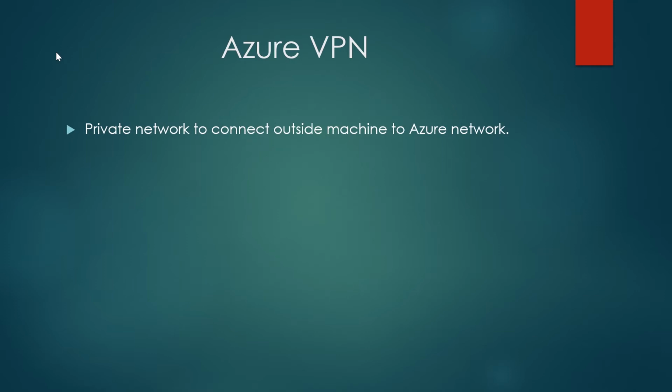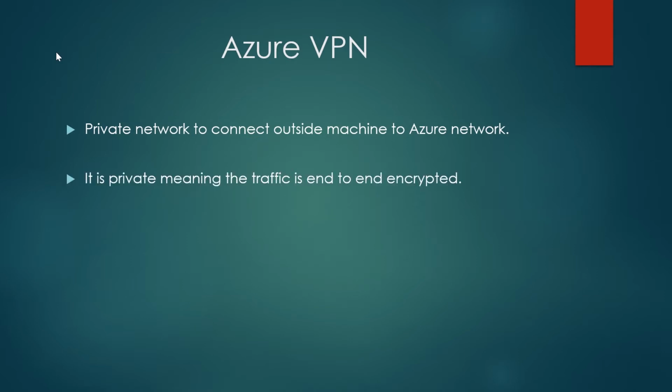So you already know about Azure VPN. Basically, it's an encrypted tunnel that we can use to transfer traffic. It's a private network for sure, because VPN stands for virtual private network. It's a private network to connect an outside machine to the Azure network. With Azure VPN, we can connect to other machines, like if you have on-premises offices and you want to connect that machine to the Azure virtual network, then you can use the VPN gateway to connect that.